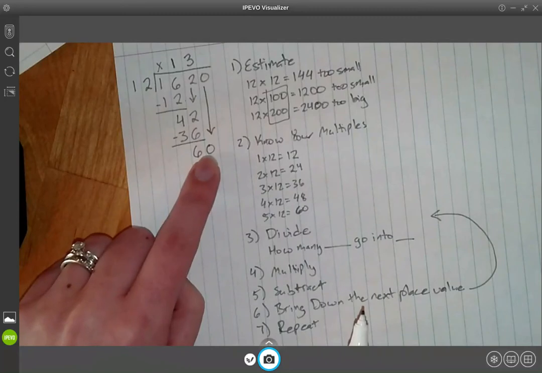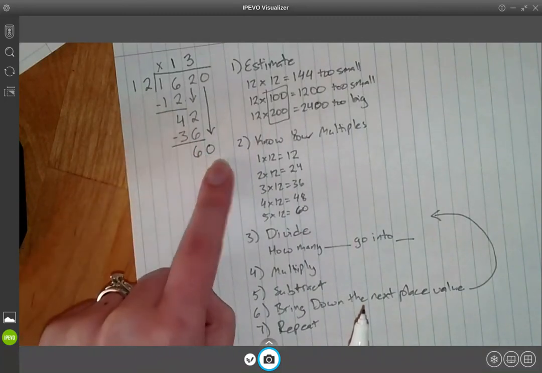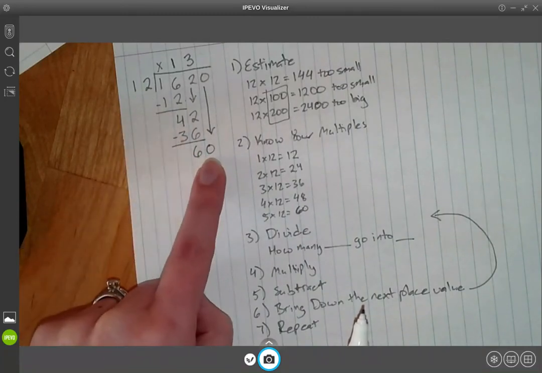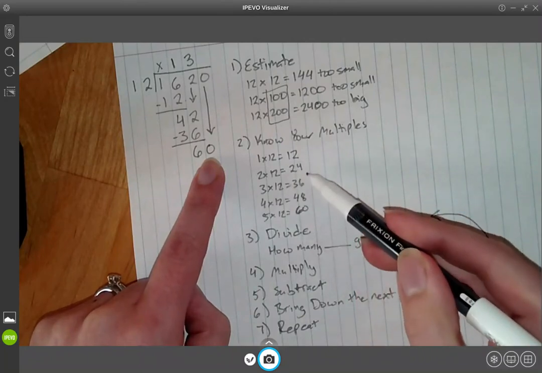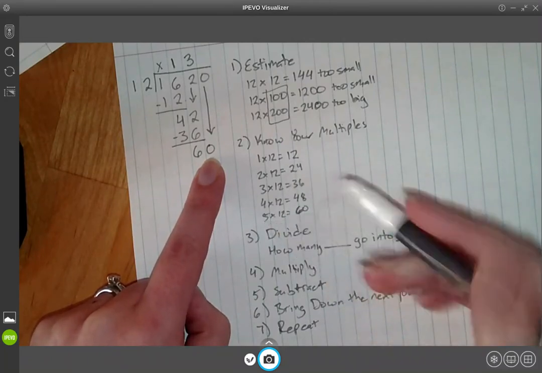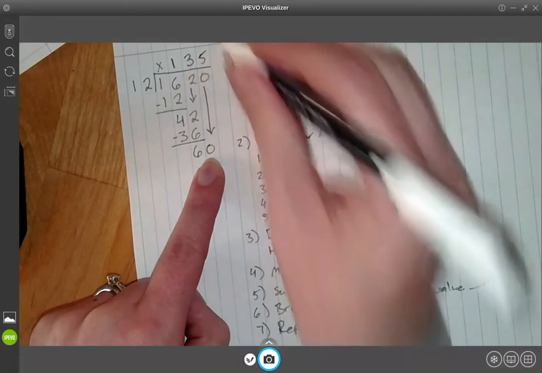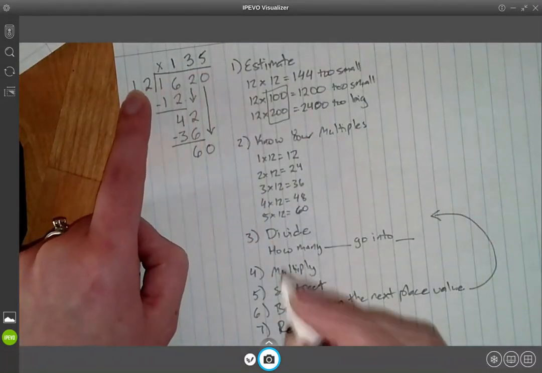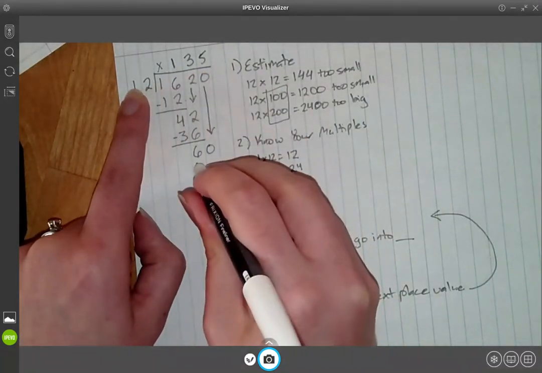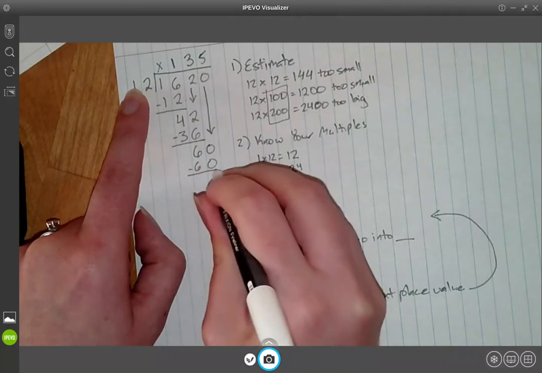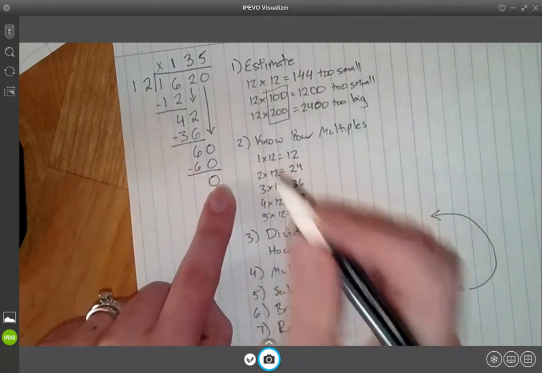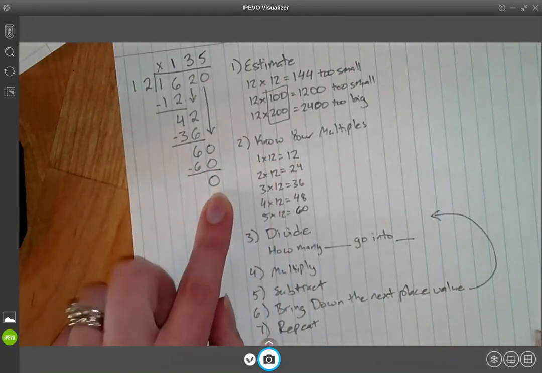How many 12s go into 60? Again, look at my list. Ooh, 5 goes in perfectly. 5 groups of 12, 5 times 12 is 60. When I subtract, in this case, I have 0 left over.